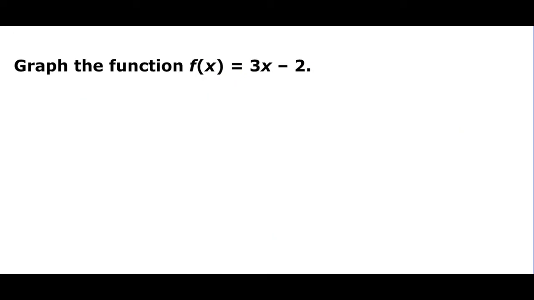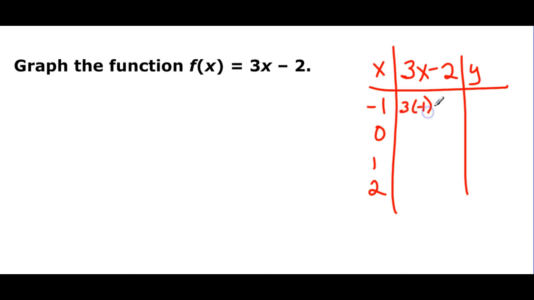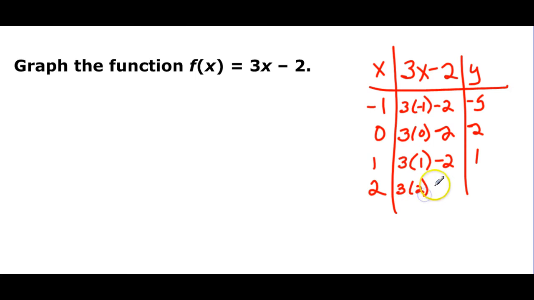Okay, again, I'm going to put my 3x minus 2 in the middle of my H chart. My x here, my y here. Pick whatever you want. How about we pick negative 1, 0, 1, 2. All right, and let's work it out. 3 times negative 1 is negative 3, minus 2 is negative 5. 3 times 0 minus 2 is negative 2. 3 times 1 minus 2 is 1. And 3 times 2 minus 2 is 4.